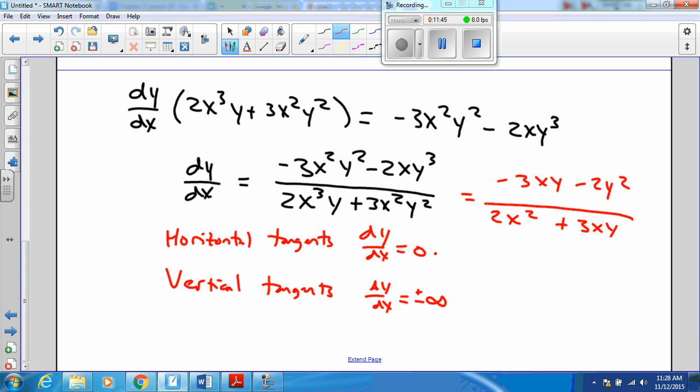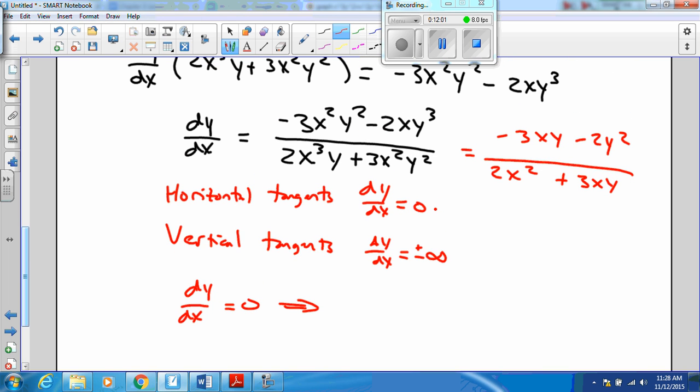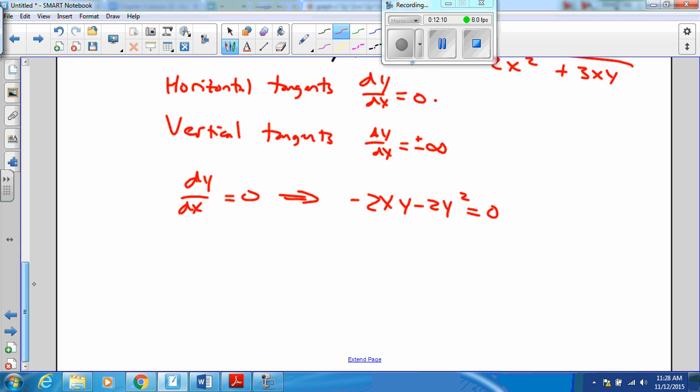Okay, so under what circumstances will this dy dx be equal to 0? Answer, when the numerator is 0. So dy dx equals 0 when negative 3xy minus 2y squared is equal to 0. And so this now allows me to solve this equation right here. But something really interesting happens. How am I going to solve it? Well, factoring is my friend, right? So I'm going to solve it by factoring. What factors do you see?